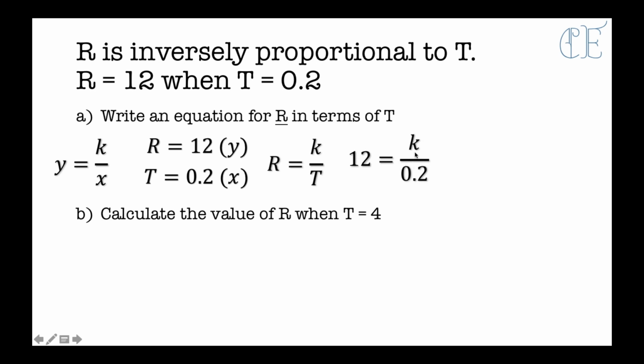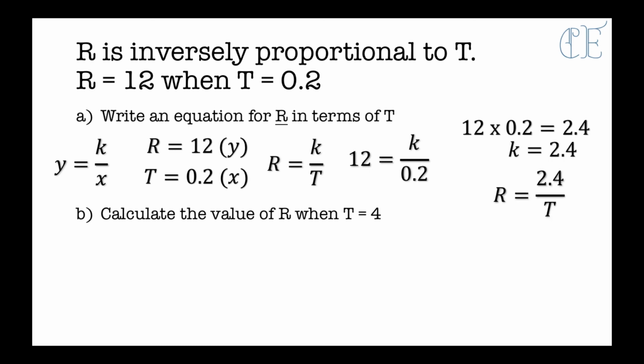And as I said before, in order to get this K on its own, we need to get rid of this division by timesing by 0.2. 12 times 0.2 is 2.4. So K must be 2.4. So our equation must be R equals 2.4 over T. And now we can use this to work out this question. If R equals 2.4 over T, then it must be 2.4 over 4, because T is 4. 2.4 divided by 4 is 0.6, so R must be 0.6.